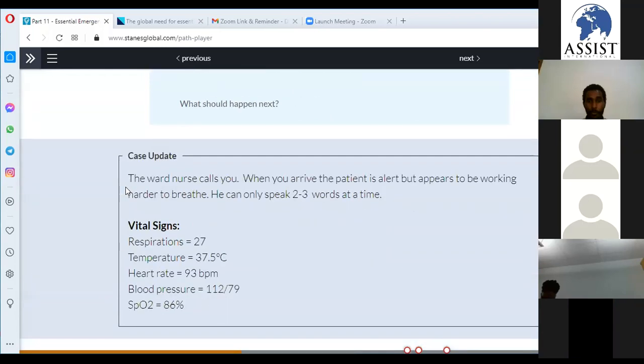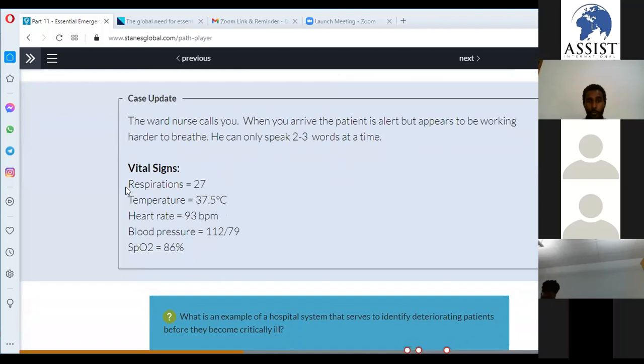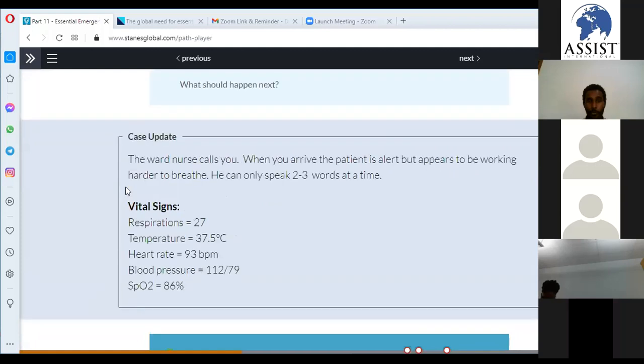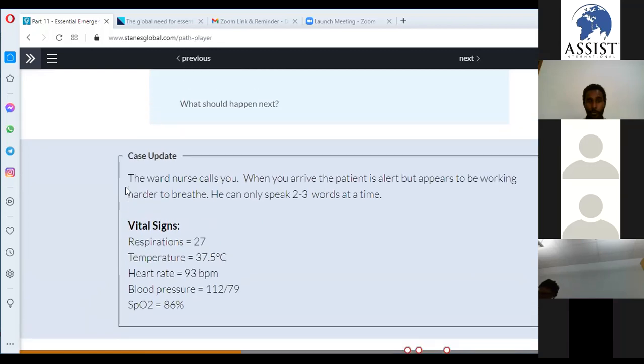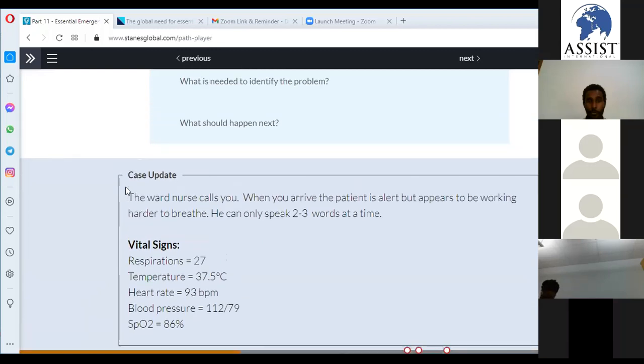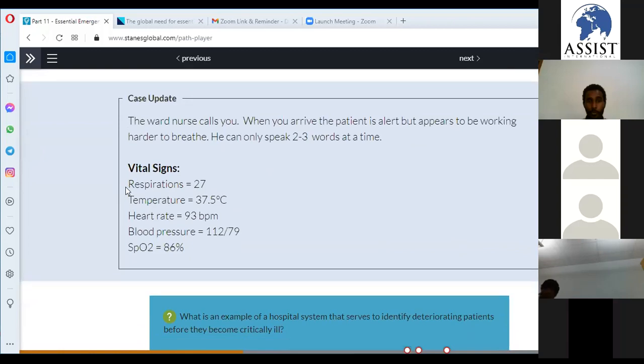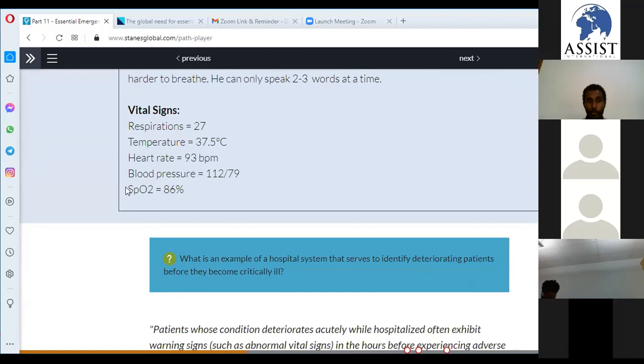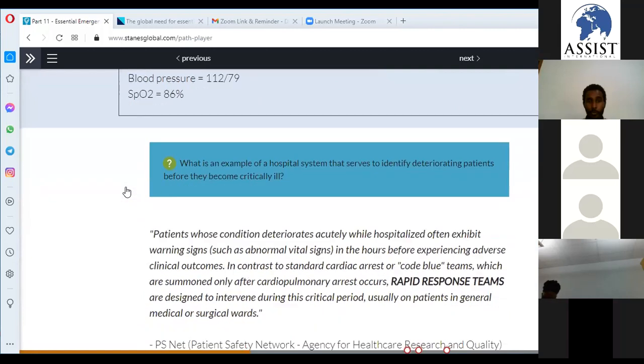So we have treated our patient. Now after identifying the patient, the nurse calls you. You arrive, the patient is alert but appears to be working harder to breathe, and he's unable to speak sentences properly at a time. So vital signs, as you can see: respiratory rate 27, temperature is the same, heart rate is 93, BP is 112 by 79, saturation is 86, okay?